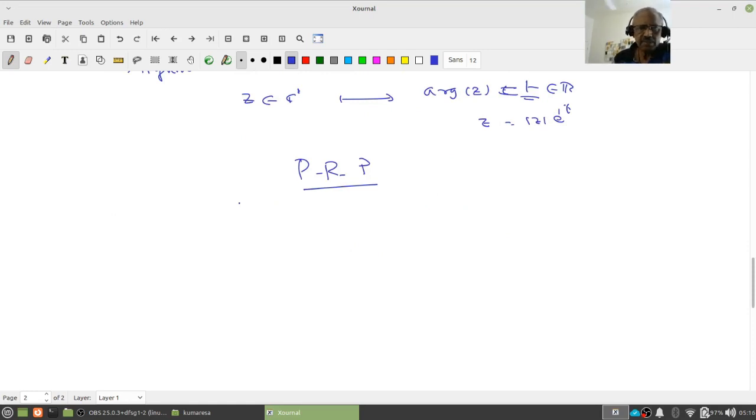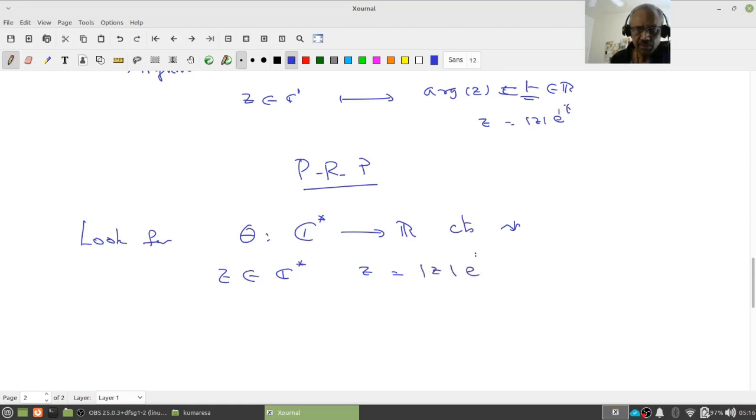Now where does this kind of thing come in? What we look for is a continuous function theta from C star to R, so that given any z in C star, I should be able to write z as mod z times e power i theta of z. Now theta of z is a real number and z equals mod z times e power i theta z. So theta z is an argument of z. Do you understand?